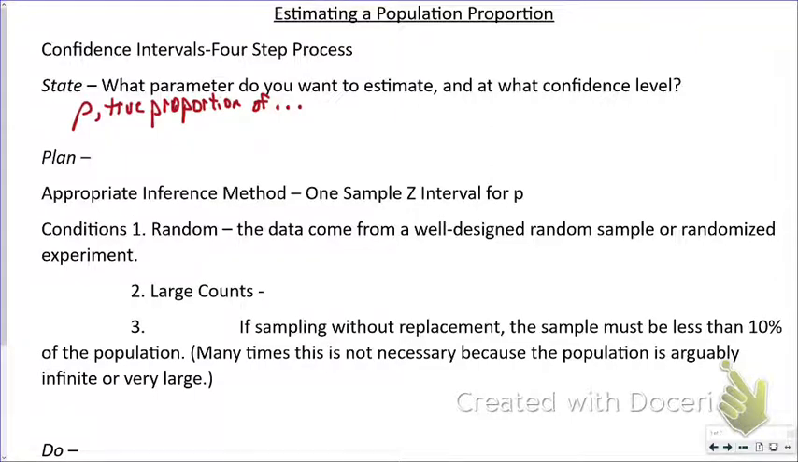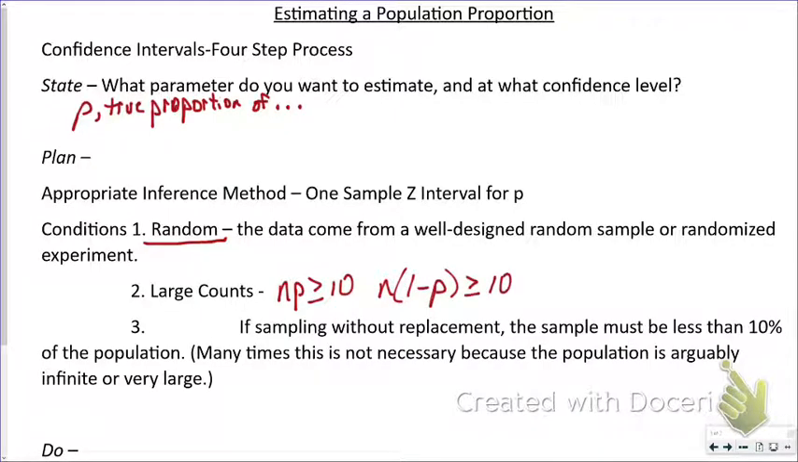You need to somewhere note that a random sample was taken, or maybe treatments were randomly assigned. And if it's not typed, then you just assume that it was the case. But you do have to acknowledge that randomness was important. Large counts, that's off of last chapter for proportions. Remember, if this checks out, we have an approximately normal sampling distribution.